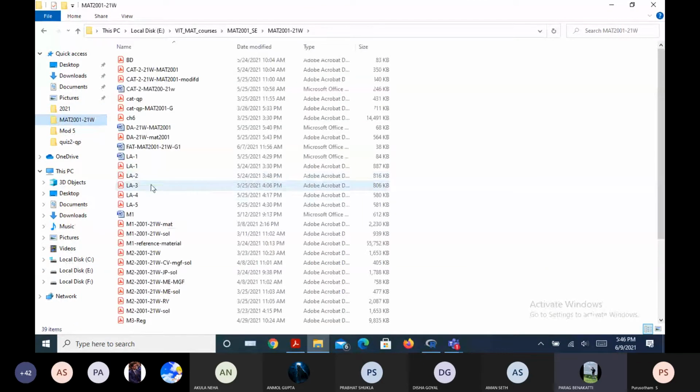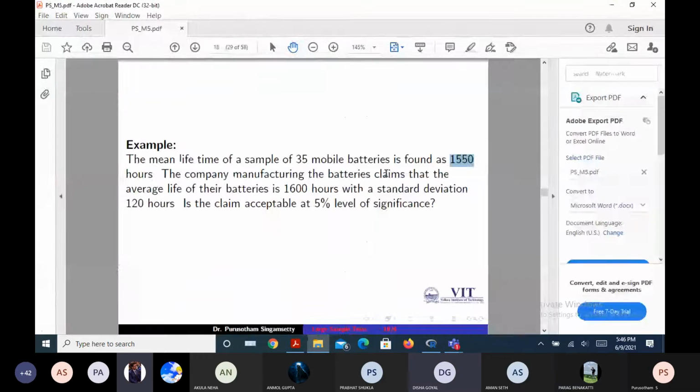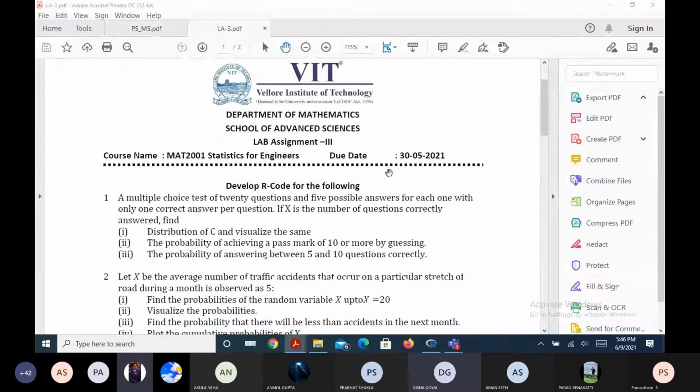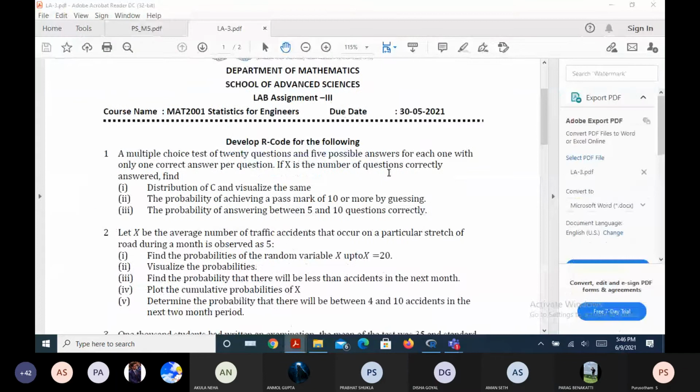Yes, a similar doubt, sir. Third question. The third same lab assignment, third part. Let X be the average number of traffic accidents that occur on a particular stretch of road during a month, observed as 5. Find the probabilities of the random variable X up to X equal to 20.